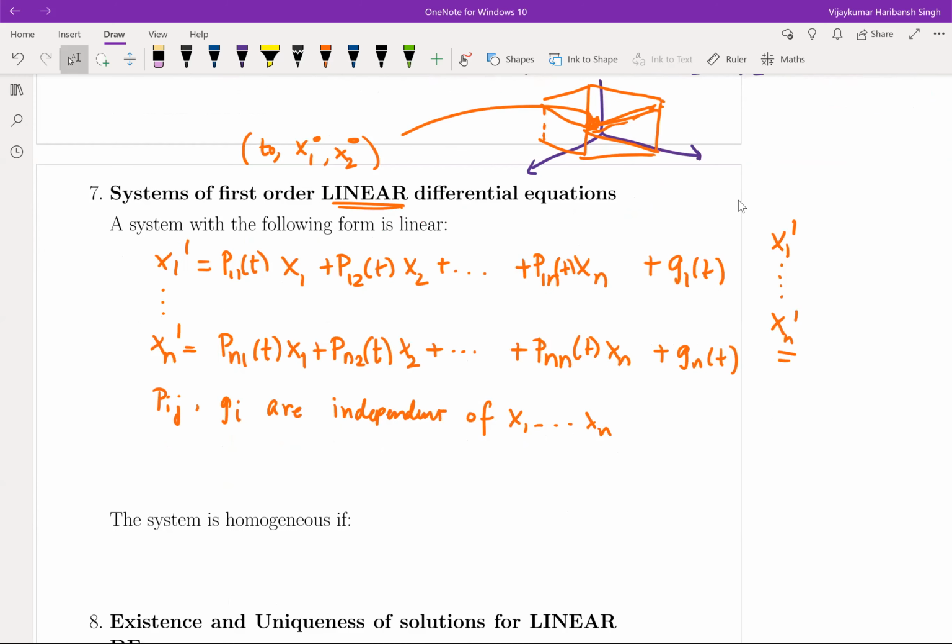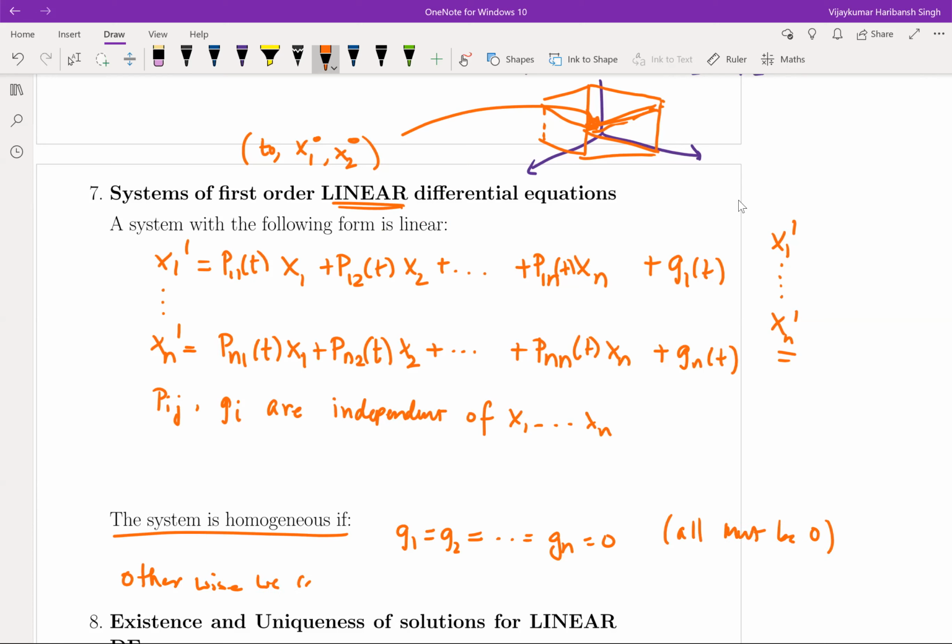Now, when do we call this system homogeneous? We call this system homogeneous if g1, g2, all the way to gn equal 0. All must be 0. Otherwise, we'll call this non-homogeneous.